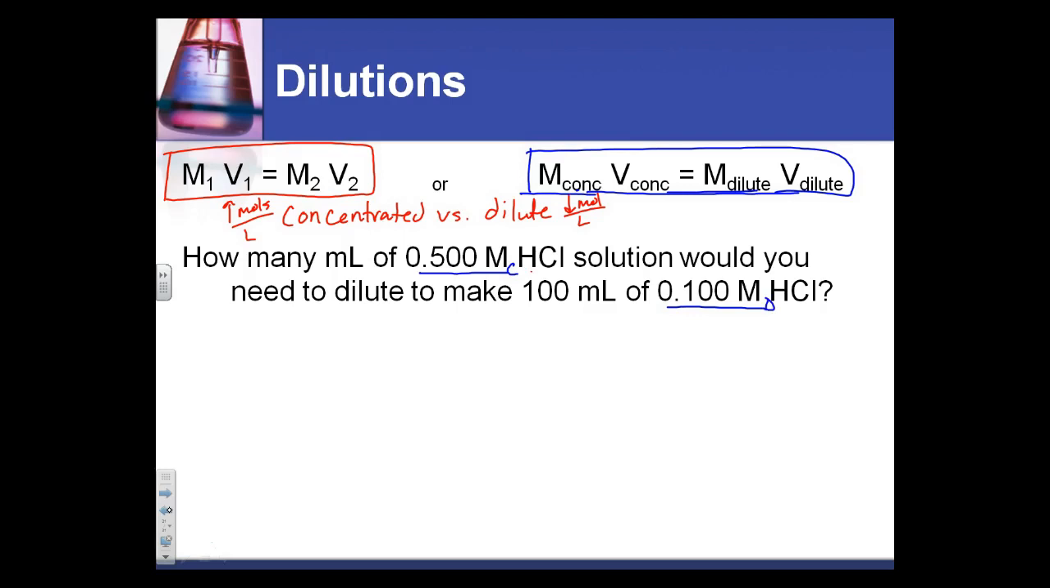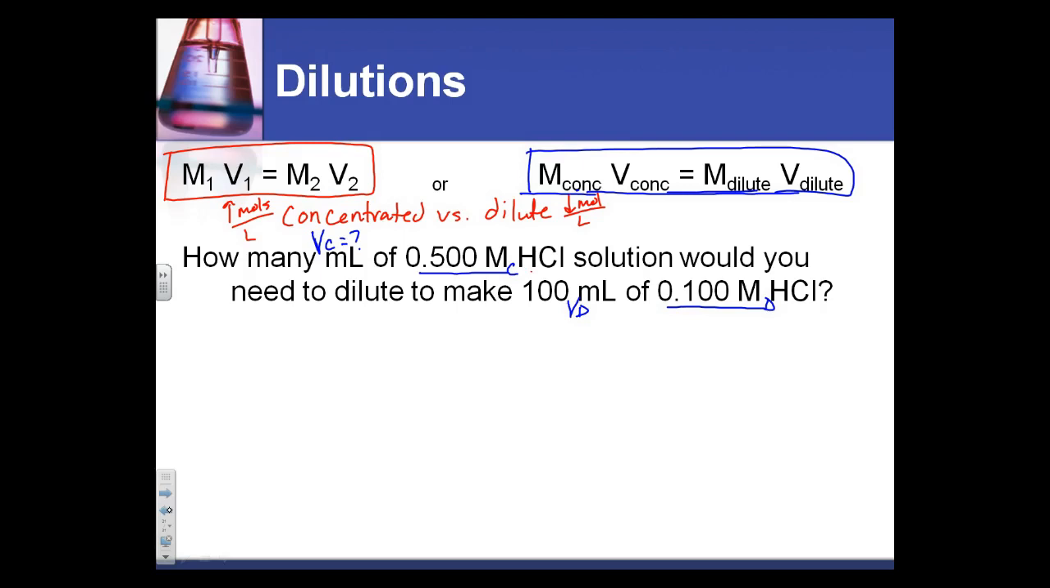Now, if I read it, how many milliliters of this concentrated solution would you need to dilute to make 100 milliliters of the dilute solution? So, oops, I labeled that one wrong. We are looking for the volume of the concentrated solution. I said it right and labeled it wrong. There we go. The volume of my dilute solution is 100 milliliters. That's what I'm going to end up with.